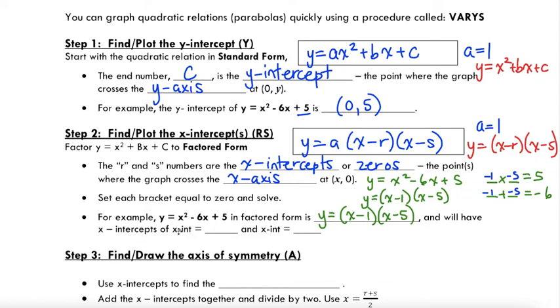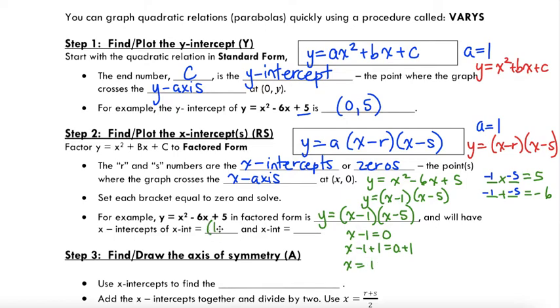And we're going to now figure out what the x-intercepts are. So we're going to set each of these brackets equal to 0. So I'm going to have x minus 1 is equal to 0. And then I'm going to isolate for my x. So these are my solving equation skills. Remember, the opposite of subtracting 1 is adding 1 to both sides. Minus 1 plus 1 is 0, and 0 plus 1 is 1. So I have one x-intercept at (1, 0).